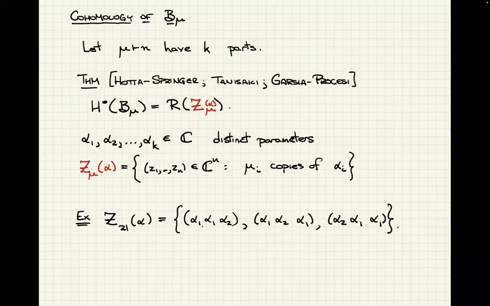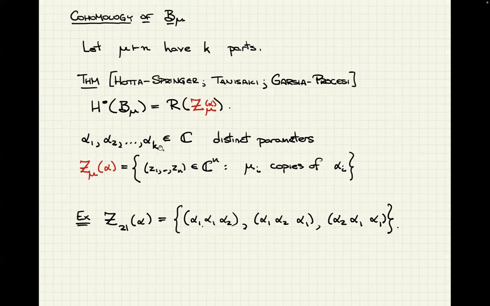And how could we connect this with orbit harmonics? So now we throw in this work of Garsia-Procesi. So we have this partition mu with k parts, and Garsia-Procesi built on the work of Springer and Tanisaki to show that the cohomology ring of B mu is the orbit harmonics ring attached to a certain locus, Z mu alpha. And what's Z mu alpha?